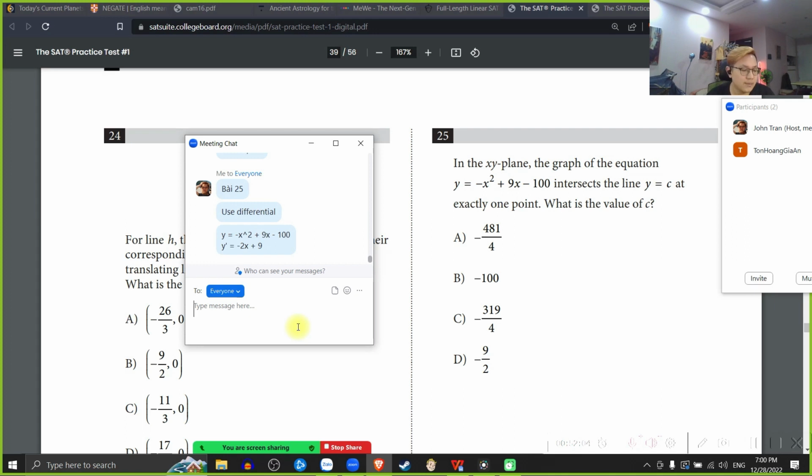So differentiating a quadratic equation will make the equation much easier to find its vertex. Okay.